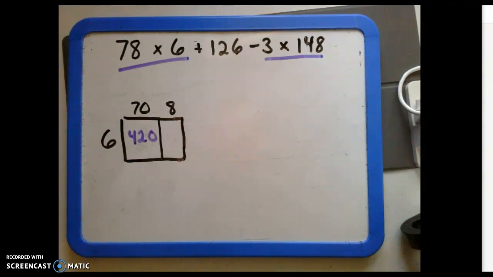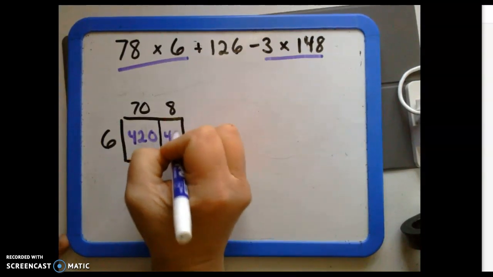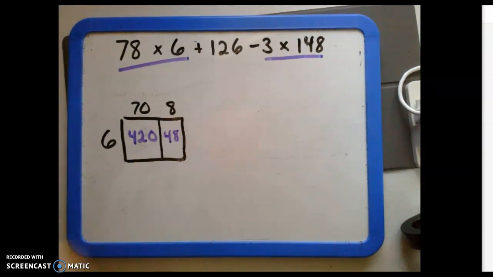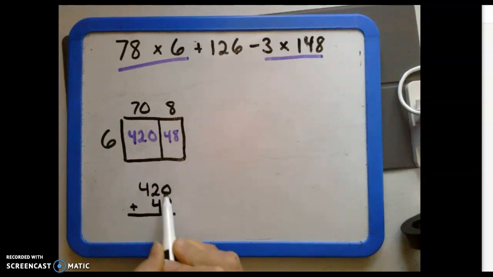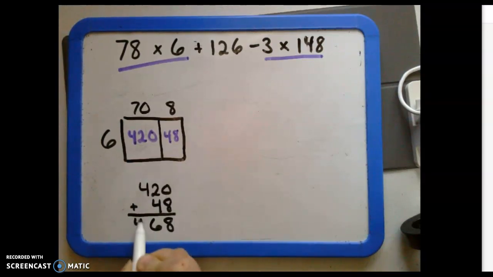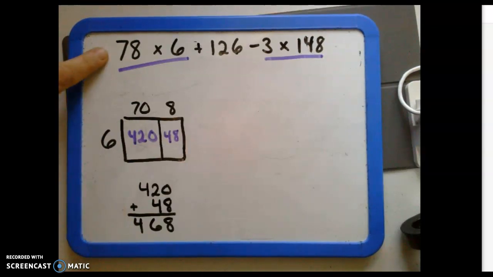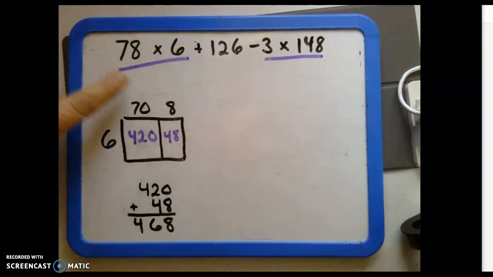Now I want to think to myself, what is 6 times 8? And that is 48. Now that I've multiplied, I'm going to add my partial products. 420, I'm adding it to 48. 2 plus 4, 6, and then drop down that 4. Okay. So now this answer here is going to replace this part of our big equation. Okay, but let's move on and do our math for this one.